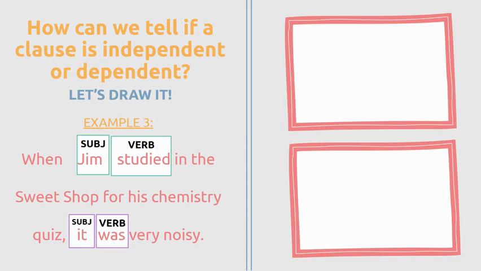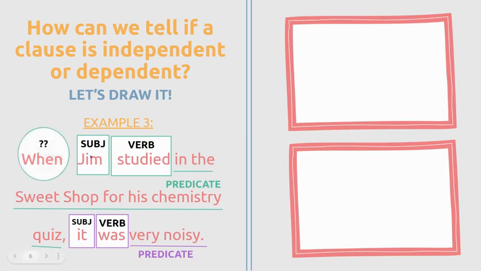In order to tell if this is a complete sentence, I have to identify both clauses to see what's going on. So I have "in the sweet shop for his chemistry quiz." That's the predicate to my first clause because it follows our verb. And "very noisy" is the predicate for my second clause because, again, it starts with a verb and it doesn't have another verb. It's everything after that. 2 clauses, wonderful.